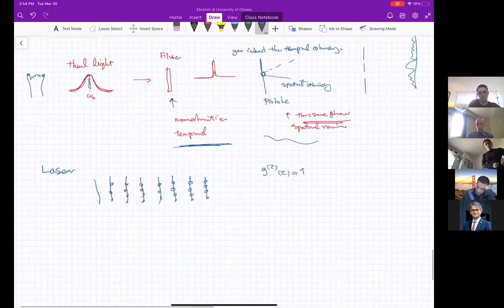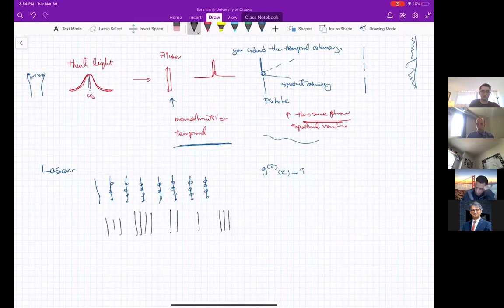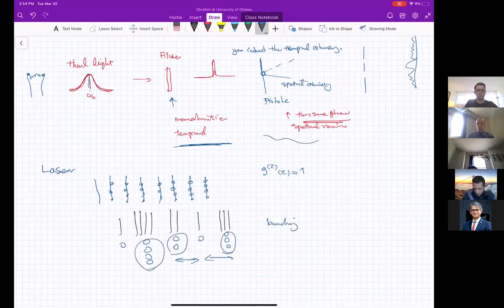While for the case of thermal light, after all of those spatial filtering and temporal filtering, you still have the bunching. So the photons are coming out in a random way, but they bunch together. Okay, so three photons are coming out here, one photon coming out, two photons coming out, four photons coming out, and one photon is coming out. And the distance between these is completely random. Is it clear? So we call this bunching. Photons, they stay together. Okay, with that, I will close the discussion.